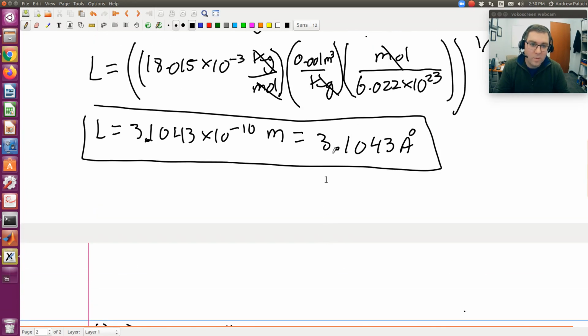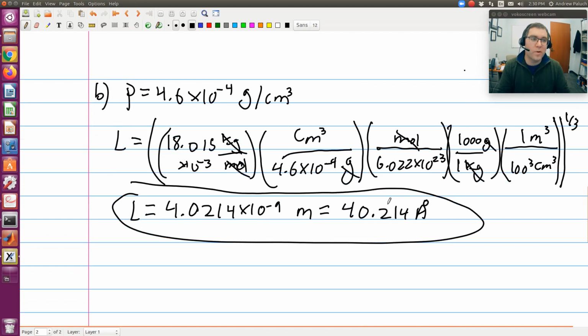So for the vapor phase, our distance is an order of magnitude larger. We go from essentially 3 angstroms to 40 angstroms. In the vapor phase, we're estimating the molecules to be further apart, essentially an order of magnitude larger in this example.